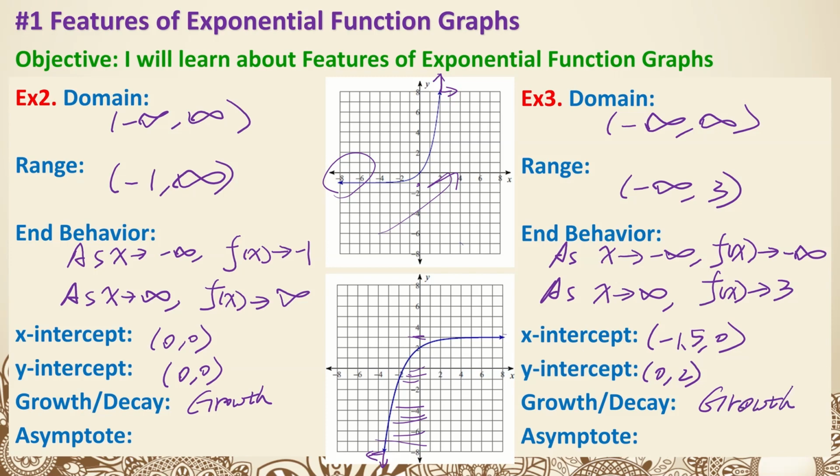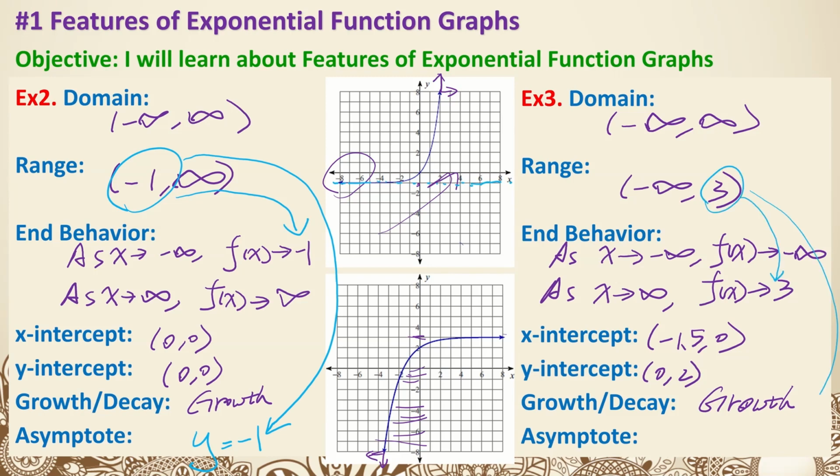Asymptote, let's draw them on the graph. First one is exactly right here. The line is y equals -1. In case you haven't noticed, you see range, -1. That's also appearing in the end behavior. That's also appearing as your asymptote. Same thing here. Range that appeared in the end behavior, that's also going to be your asymptote. Y equals 3. Let's draw the dotted line on the graph. There you go. That is example 3.